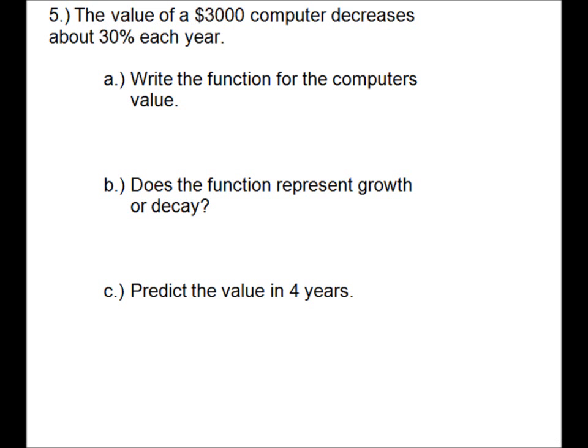What we want to do is write the function for the computer's value. In the problem it says the value of a $3,000 computer decreases about 30% each year. In the problems that we did, the function looked like this: f of x equals the initial amount times 1 plus or minus r to the x power. And so 1 plus r is a growth function and 1 minus r is a decay function.